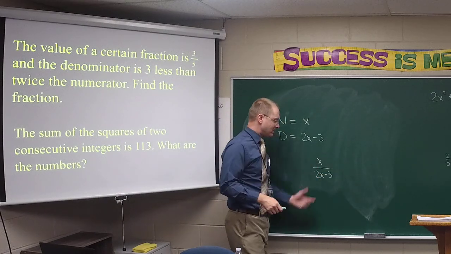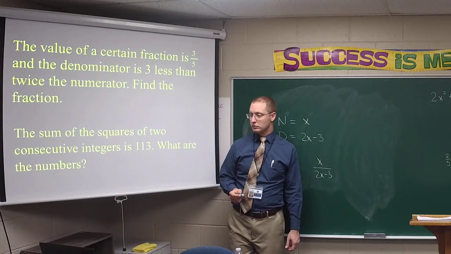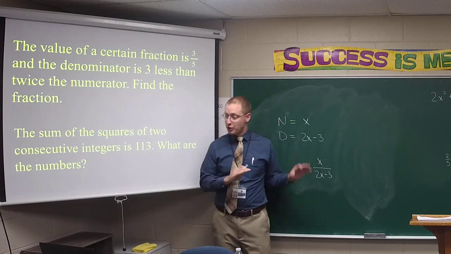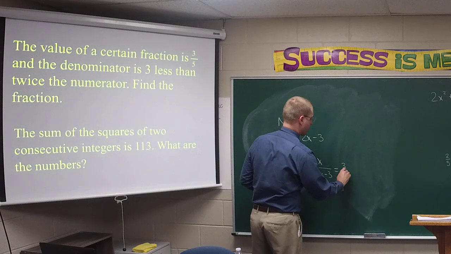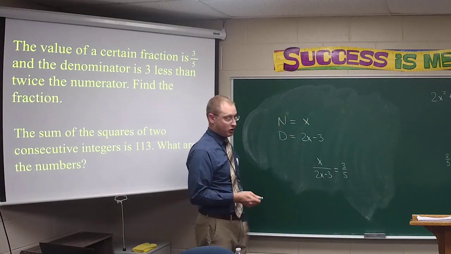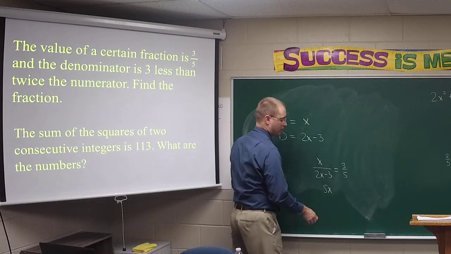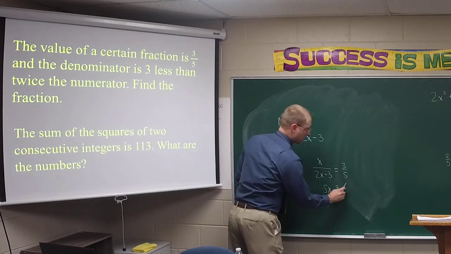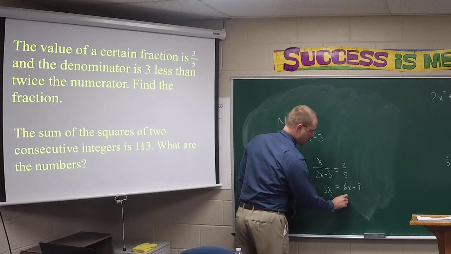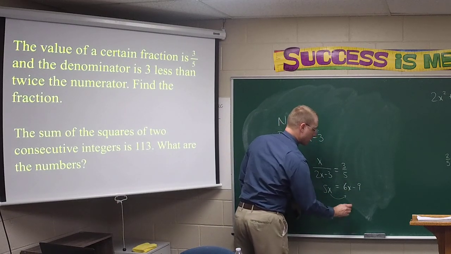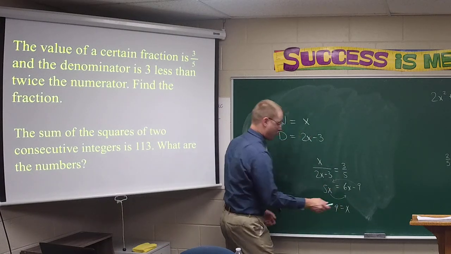There we go. What does it tell me about my fraction? The value of a certain fraction is 3/5. So I don't have to do anything to the fraction? No. This time, just as it is, it's just equal to 3/5. So we go ahead and cross multiply, Genesis. 5x equals 6x minus 9. And let's move over the 5x to get 1x and move over the 9, well, negative 9 to get 9. And so there we go, x is 9.